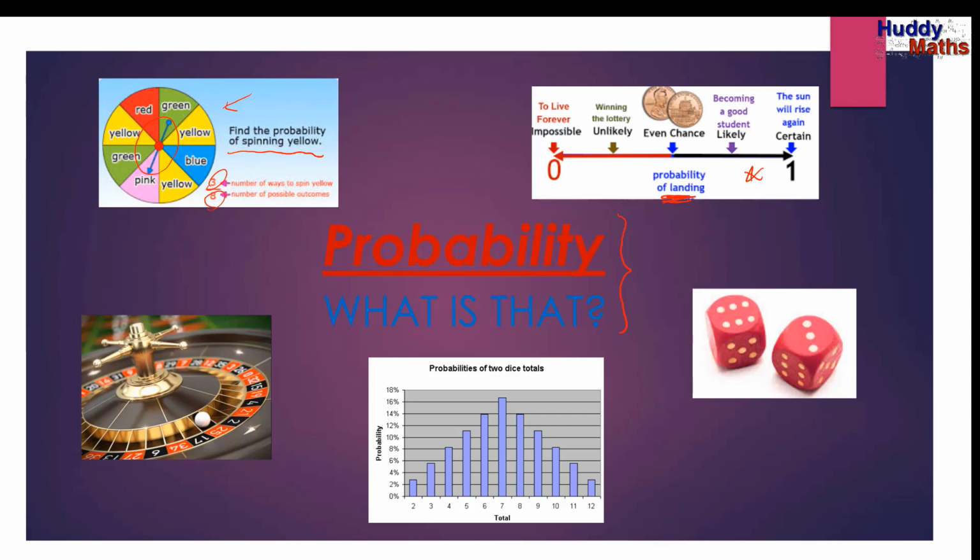Well, we've got a little bit of a number line here from 0 to 1. And it says down here, to live forever is impossible. We're going to give that 0 chance. It is impossible at the moment, but medicine's come along pretty well, isn't it? And then up the other end, the sun will rise again tomorrow, and that's a certainty. So you're getting 1 out of 1, if you like. Getting the idea? What about this in the middle?